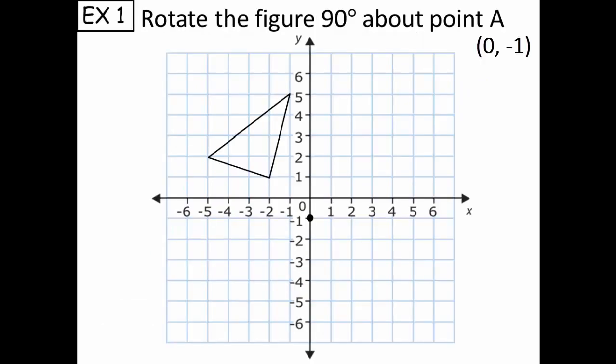Now let's do the first example on the Cartesian plane. So here we have our Cartesian plane, and we have a triangle on the Cartesian plane. So for this problem, we'll be rotating the figure 90 degrees about point A. Point A over here is (0, -1). I've already plotted it on the Cartesian plane right over there. And if it's just 90 degrees, we know that there's an invisible positive in front of it. So we know it's going in the positive direction.